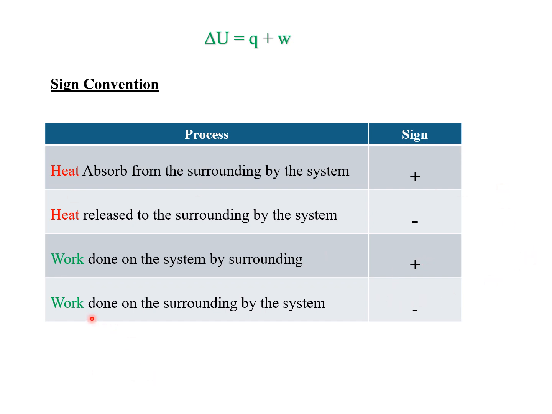On the other hand, work done on the surroundings by the system. This is like expanding. The gases trapped in the cylinder expand, increasing the volume. That is work done by the system on the surroundings. The sign is negative. So you need this sign convention before we apply the thermodynamics first law equation, delta U is equal to Q plus W. Now let's go and find out some examples.